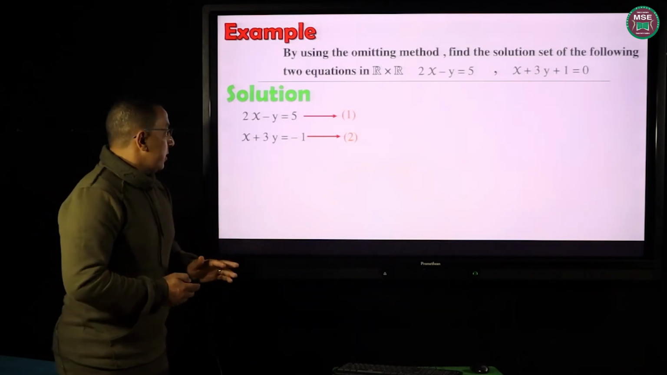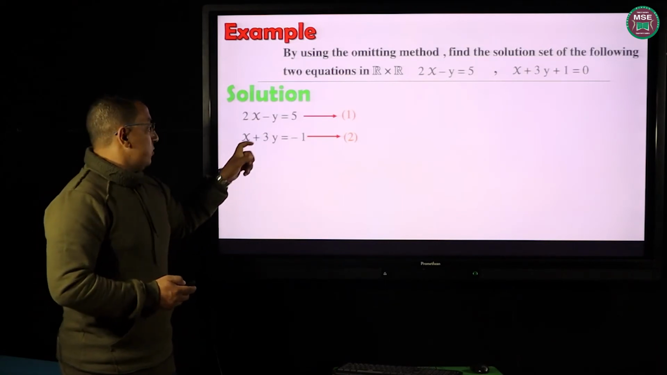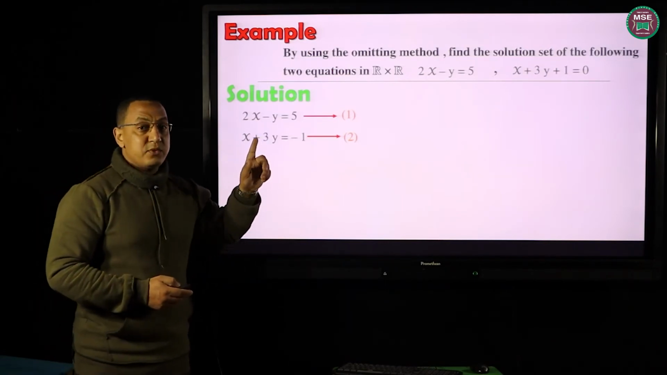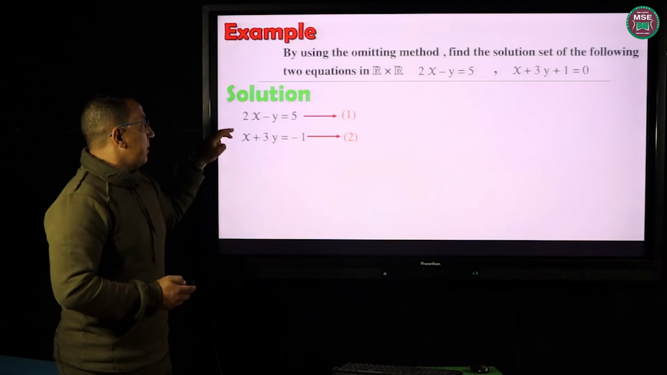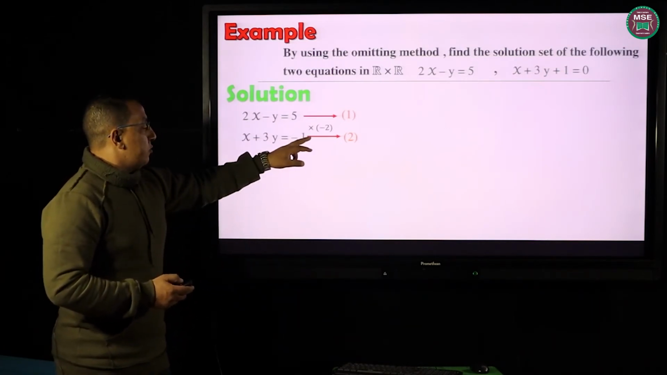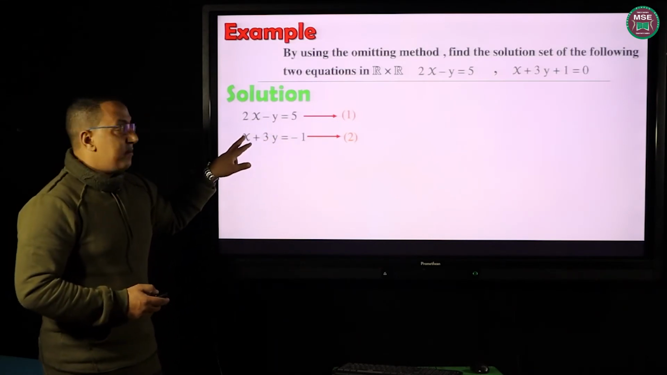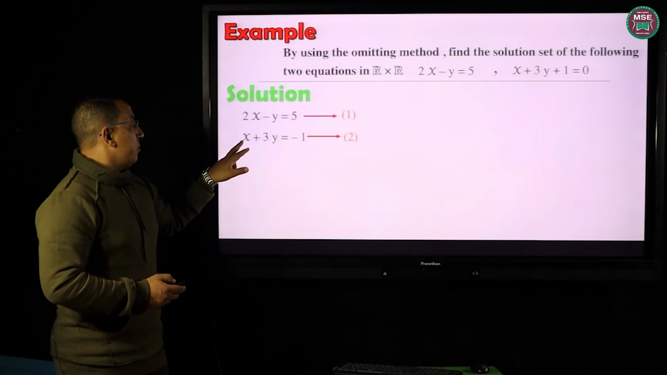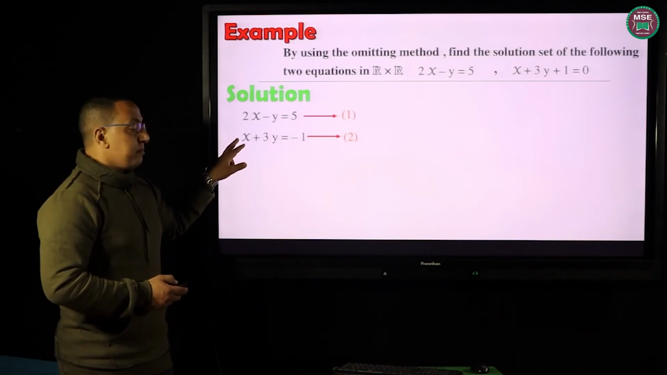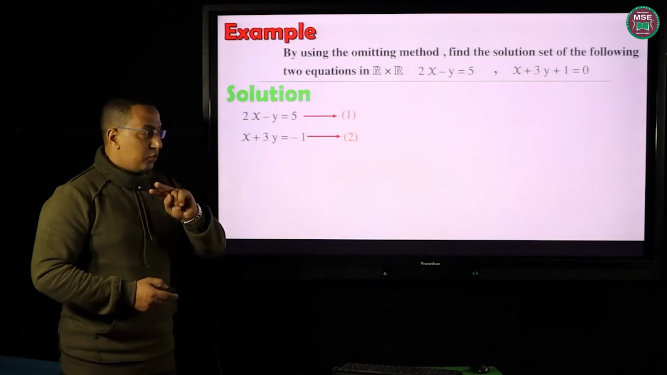It's up to you. Now I see here 3y and negative y. To make y multiplicative inverse to each other, I'm going to multiply the first equation by 3. Or to make the x multiplicative inverse to each other, I'm going to multiply the second equation by negative 2. So you can solve this in two different ways.